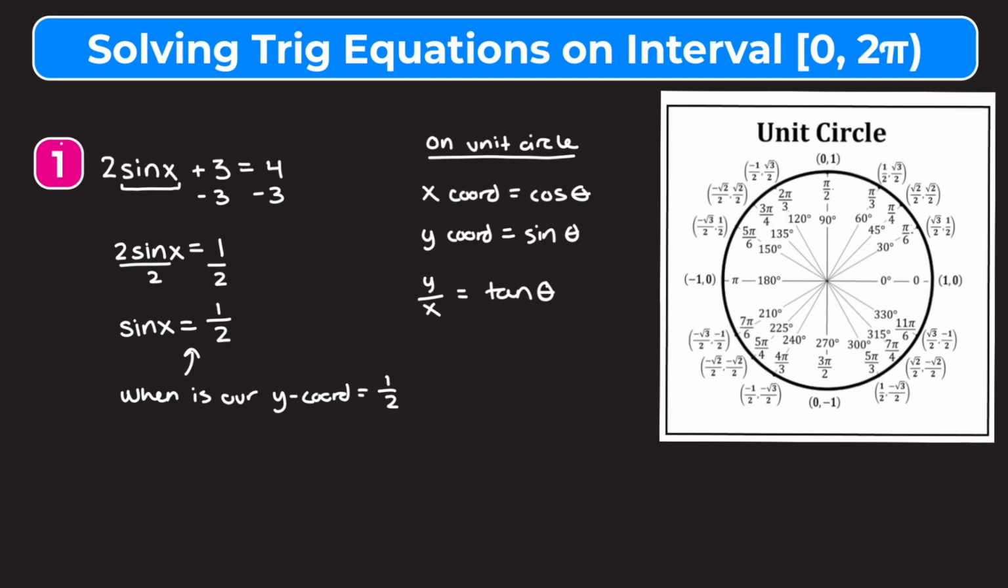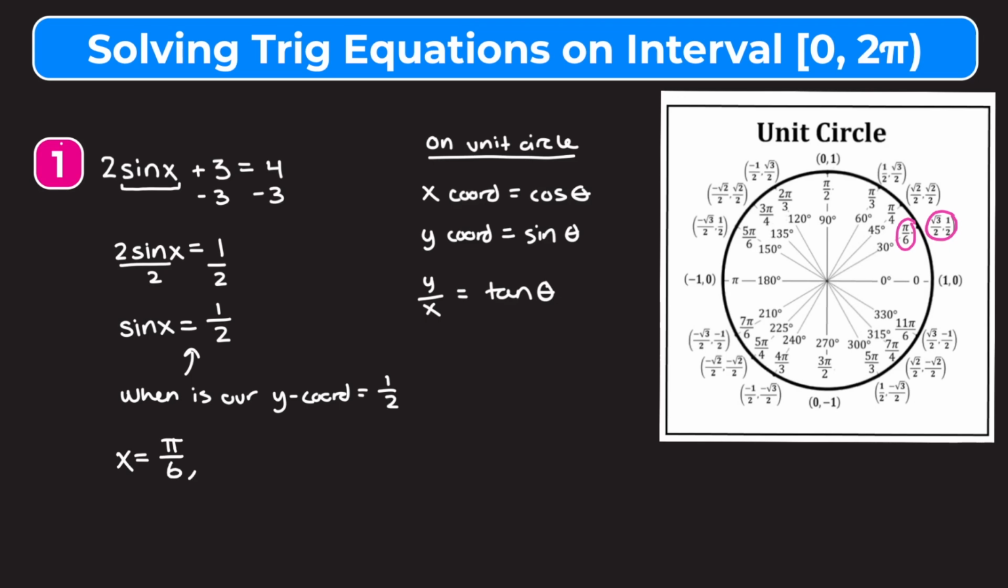So now we're going to go over to our unit circle and figure out what angles have a y-coordinate of positive 1/2. If we look right here, this angle has a positive y-coordinate of 1/2, and that angle is pi over 6 radians. So one of our answers is x is equal to pi over 6 radians. We're always going to get angles for our answers for these problems. And then we're going to have one more.